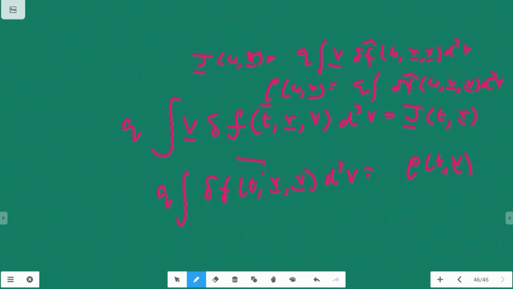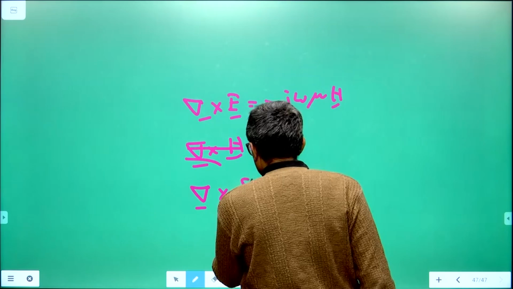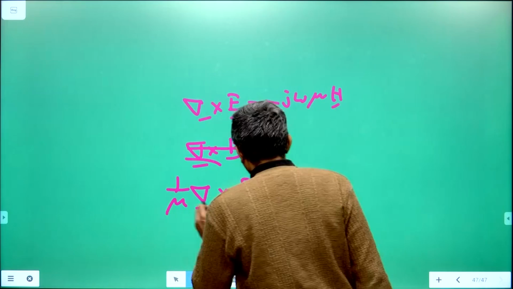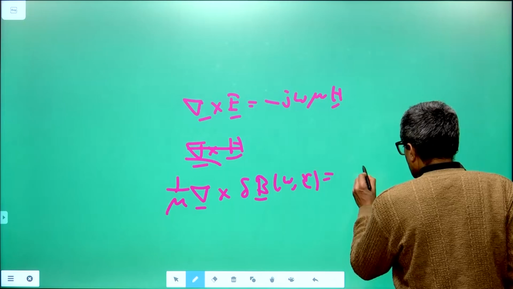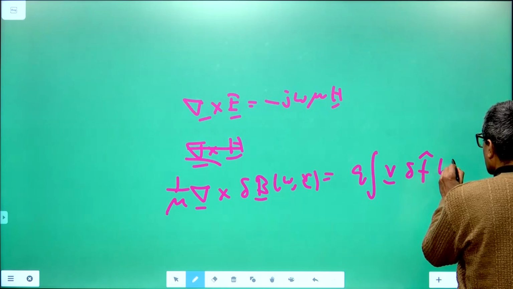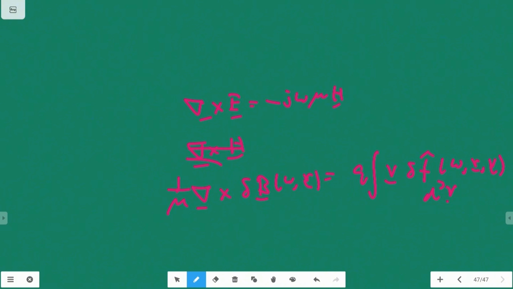So, in principle, what do you get from the Maxwell equations? You get del cross E is equal to minus j omega mu h, and you have del cross h. In place of del cross h, I put del cross delta h or del cross delta b. Del cross delta b at omega r, times 1 by mu, is equal to J. J is given by that expression, so it is given by q times the integral of v delta f cap at omega r v d 3 v. Del cross h is equal to J plus j omega epsilon E at omega r, and in place of delta f cap I substitute that expression which I got there.